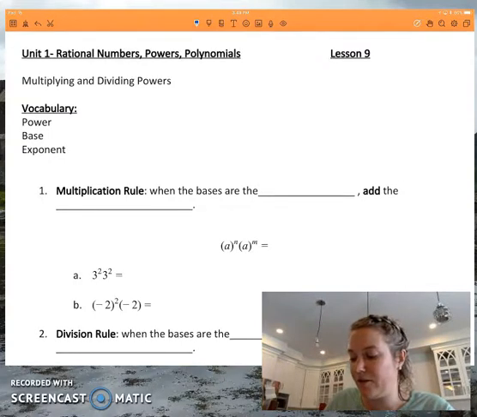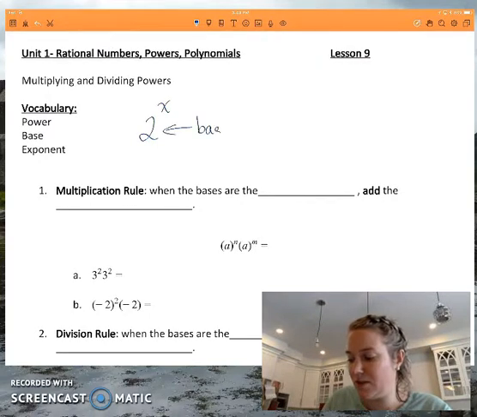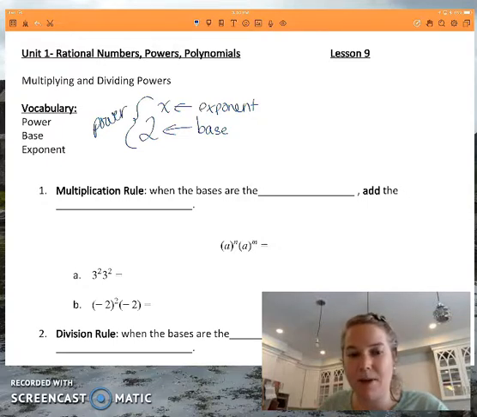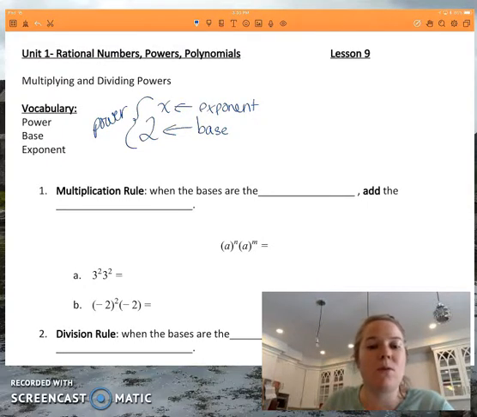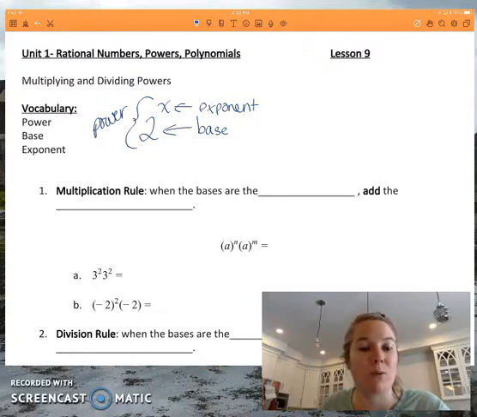So we have 2 to the x, should be familiar. 2 is the base, x is the exponent, and the whole thing is referred to as a power. Okay, so we're going to be going through, again, 3 different rules: the multiplication rule, the division rule, and the power of a power rule.